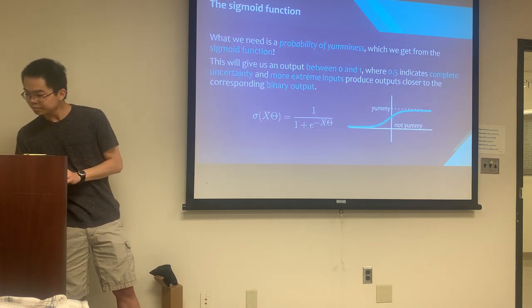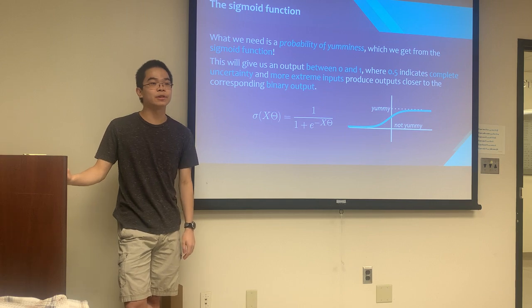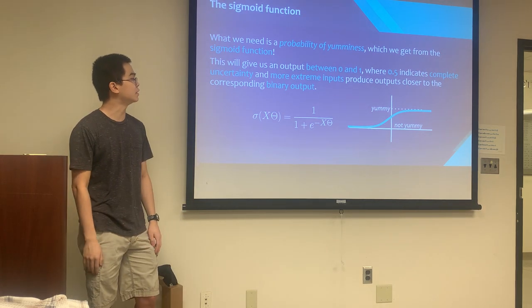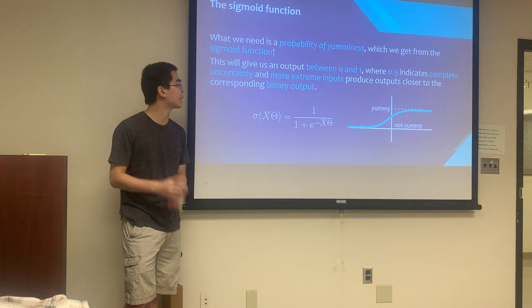So we have a function for this. It's called the sigmoid function. How many people have seen this before? Okay, nice. The sigmoid function is a pretty robust way of determining between binary categories.